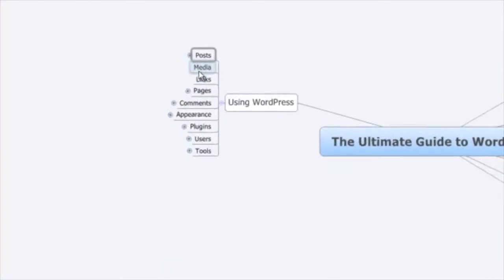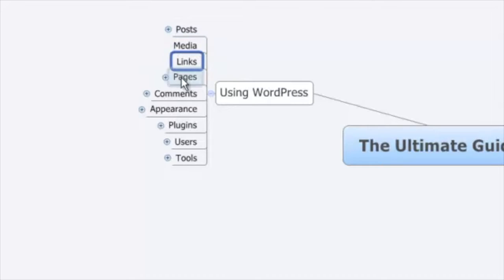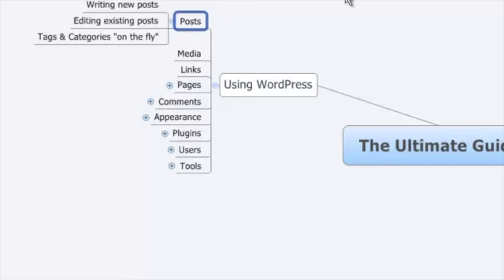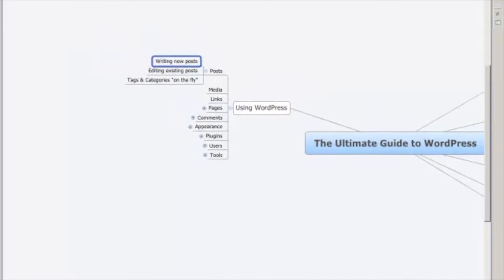So now we're going to do a video about using WordPress, and we're going to start off with posts. Then we'll continue on to media, links, pages, comments, appearance, plugins, users, and tools. But for now, we'll start with posts. We're going to talk about writing new posts, editing existing posts, and talking about metadata around your posts. But for right now, we're going to write a new post, and I'll show you how to do that.